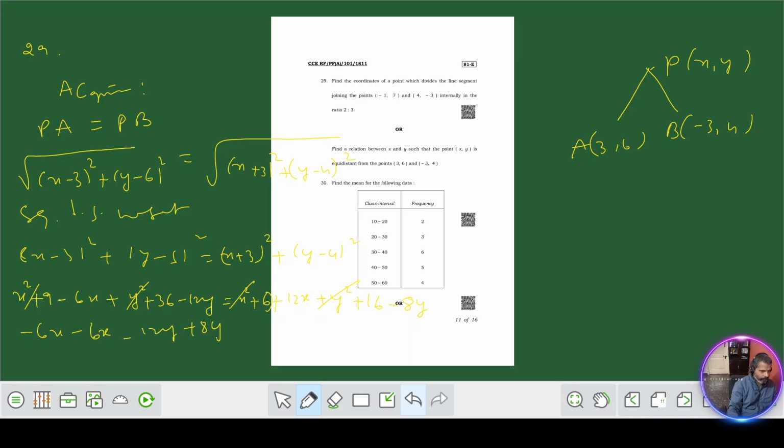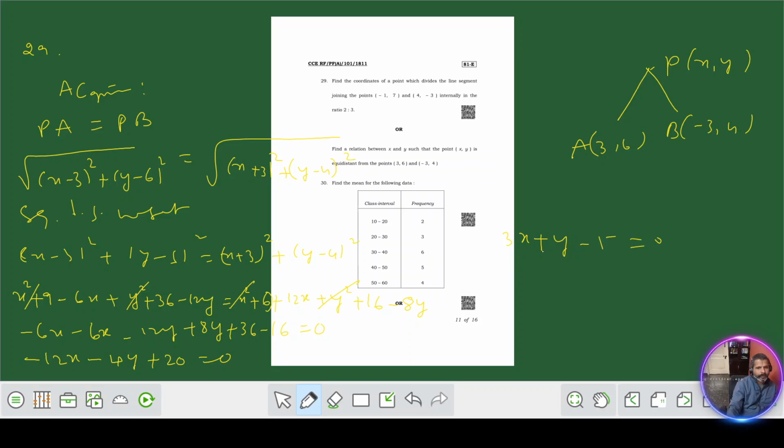Minus 12y plus 8y plus 36 minus 16 equal to 0. So on simplifying, we get minus 12x minus 4y plus 20 is 0. So on simplifying this again, we get 3x plus y minus 5 is 0.